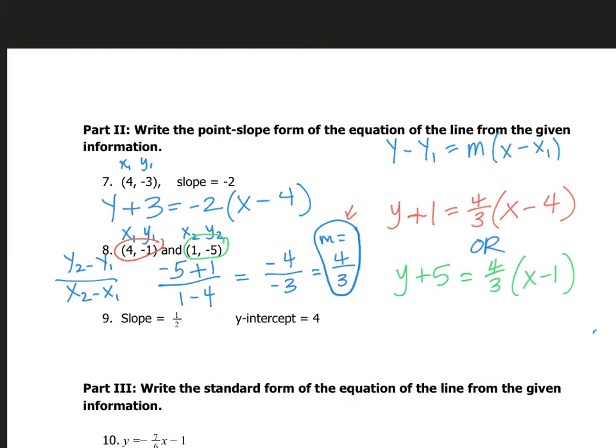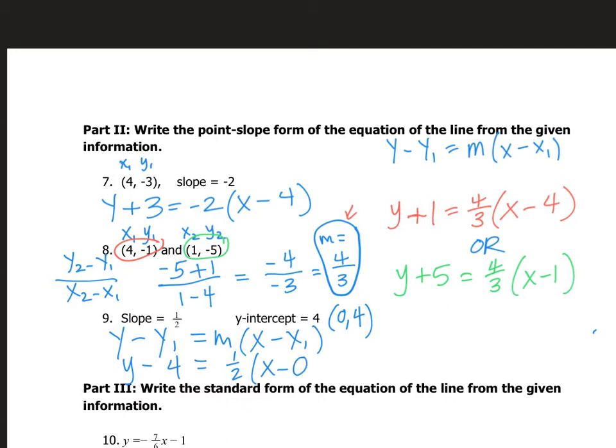So for this next one, they give us the slope and they give us the y-intercept. We know that the coordinates for the y-intercept are 0, 4, because the y-intercept is 4. So what we can do is we can plug this into our point slope formula, and then we're good to go. So we need to plug in our slope as well as our coordinates, and so we have y minus 4 equals 1/2 x minus 0. Okay, that's it.